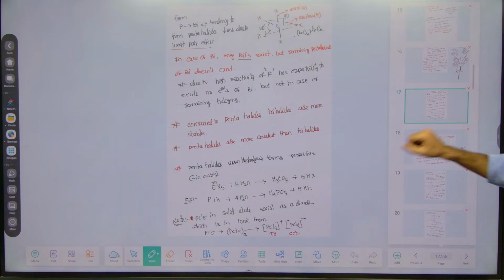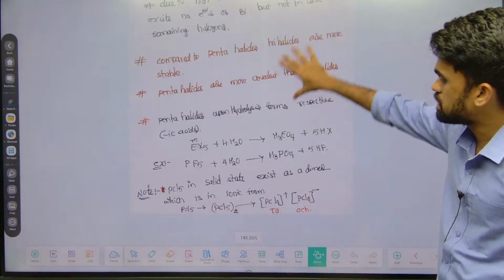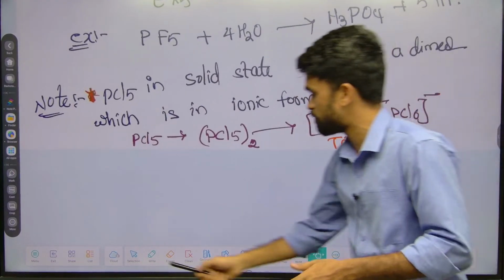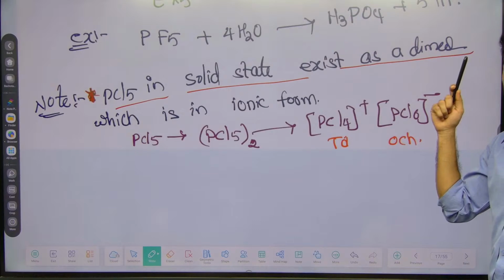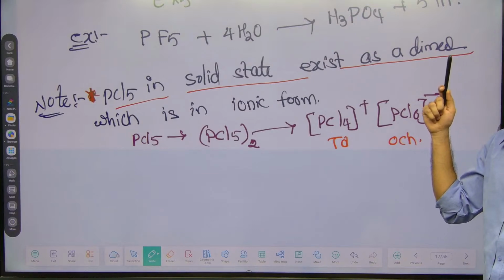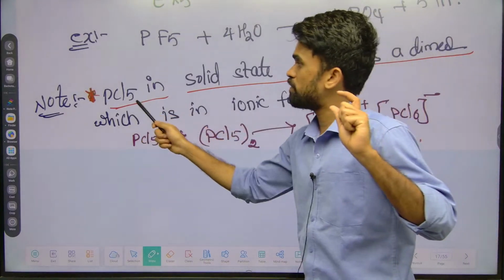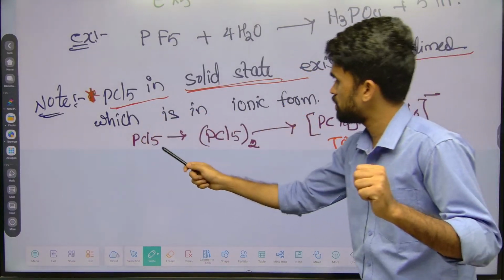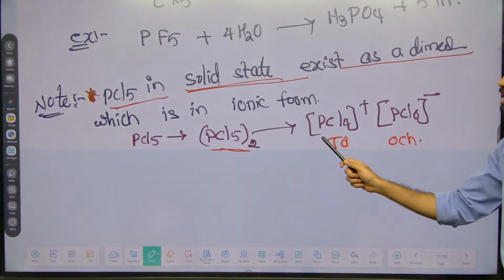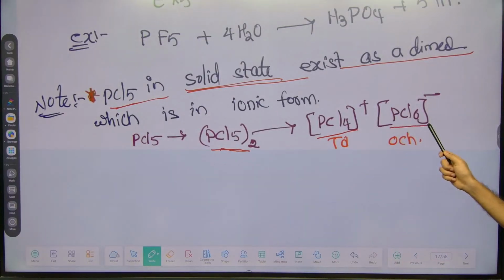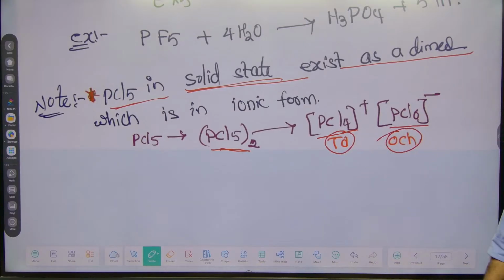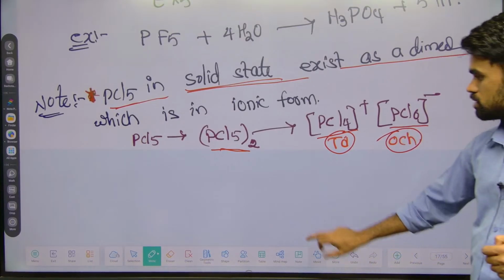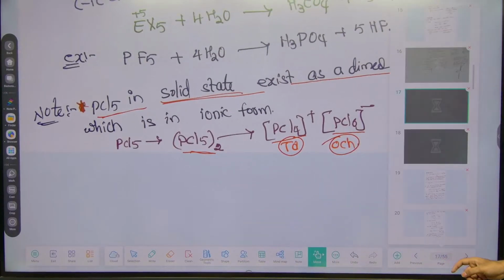Okay, next. Whereas PCl5, so PCl5 in the solid state exists as a dimer, whereas PBr5 is a monomer with tetrahedral geometry, PBr4+. Whereas PCl5 in the solid state is a dimer. So dimer means like this. So it dissociates like this, PCl4+ and PCl6-. Okay, so one is tetrahedral geometry, the other one is octahedral. Next.